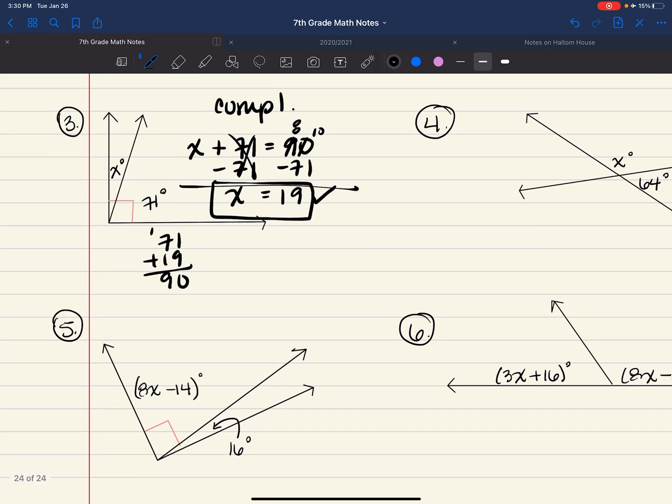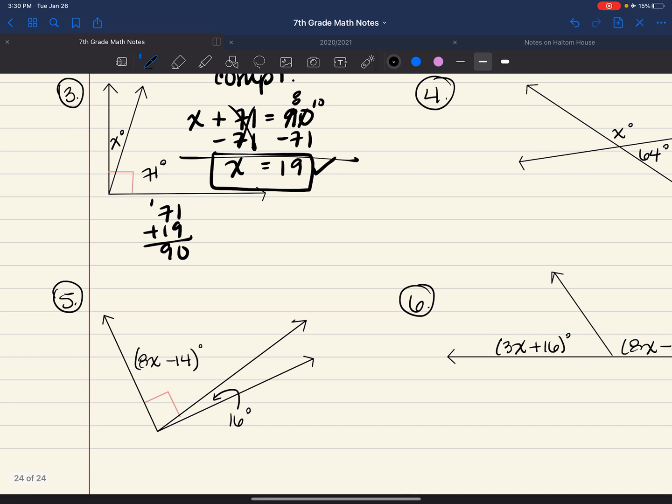All right, let's look at number 5, so scooch down because I'm going to do the complementary ones first. Again, I have this right angle symbol here, so I know that this is a complementary angle. So I know it should add up to 90 degrees. So first, let's make an algebraic equation. I know that the angle 8x minus 14 plus 16 needs to equal 90.